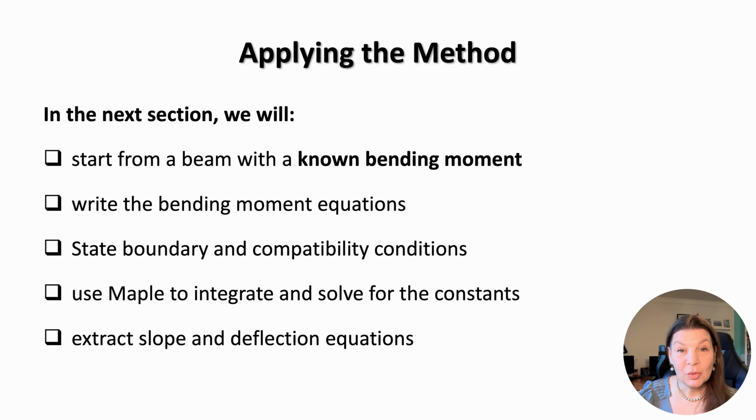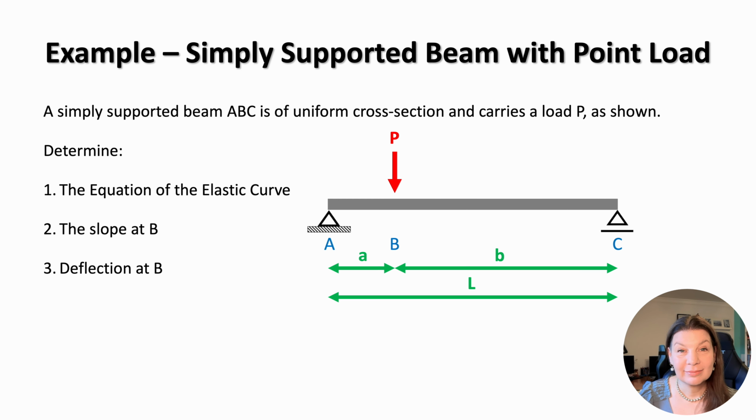In this next section, we'll apply the process to a worked example. We'll start from a beam with a known bending moment, state the boundary and compatibility conditions, and then use Maple to integrate the equations and solve for the constants. And finally, we'll be able to extract the slope and deflection expressions. And now, to the worked example.